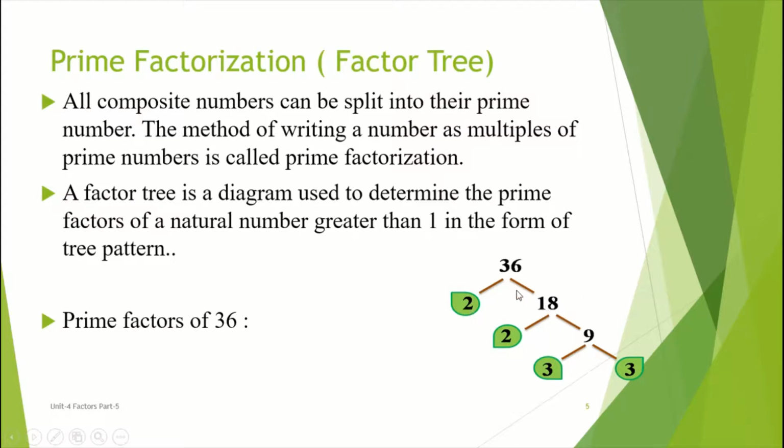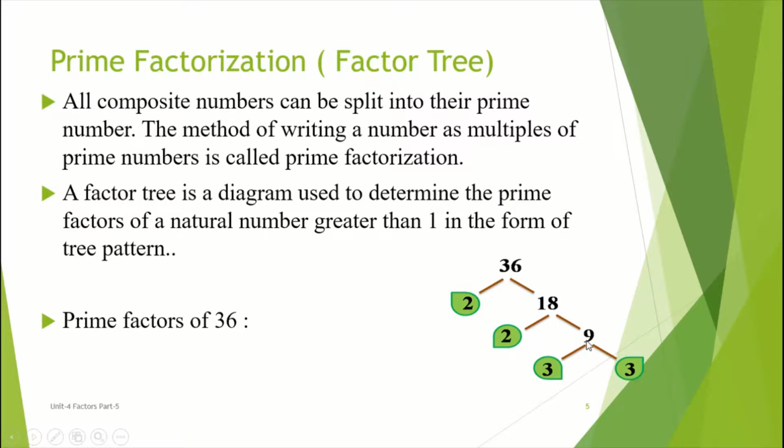Now we will take 18. Again, we know that 18 is an even number. We can easily divide it by 2, which is a prime number. So when we divide 18 by 2, we get remainder 0 and quotient 9. So we have split 18 as 2 multiplied by 9.